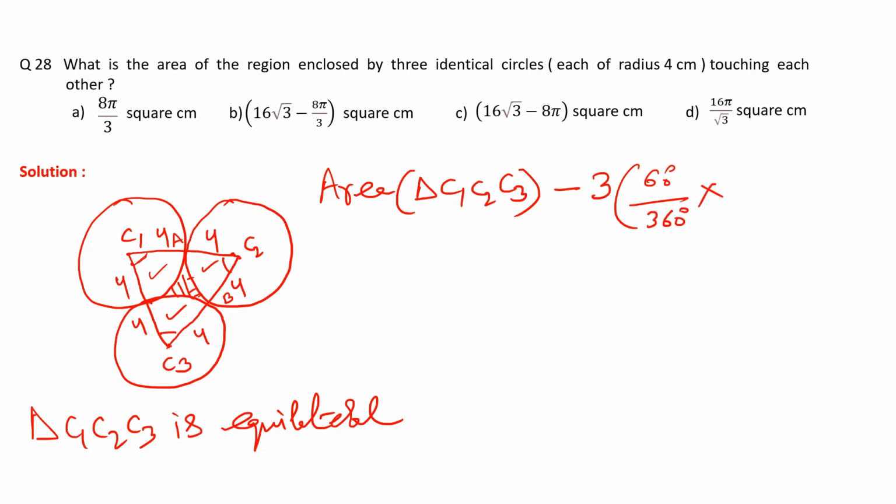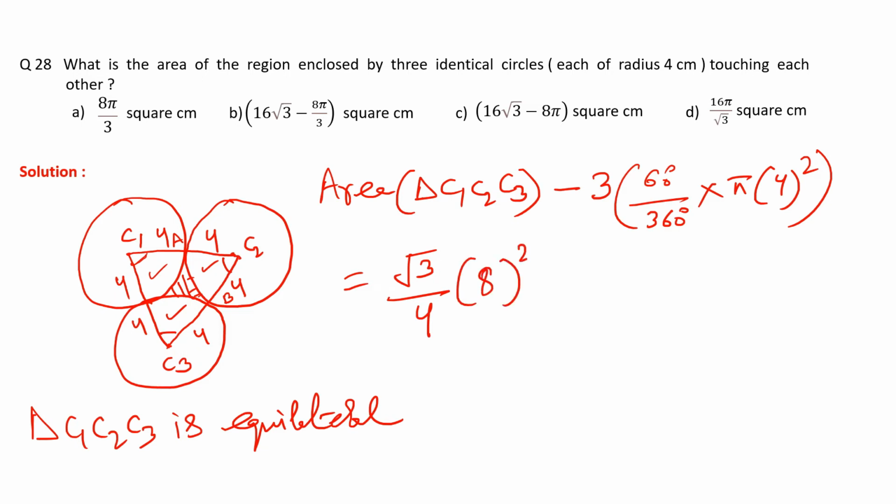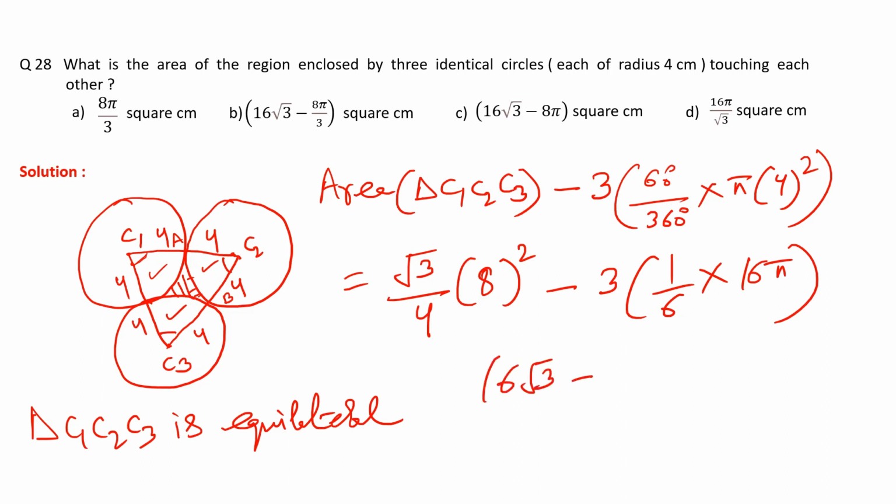square. I'm just using the formula theta upon 360 degree into pi r square. Now radius is 4. And we know that the area of equilateral triangle is nothing but root 3 by 4 a square, where a represents its side. So now students, just do the calculations and you will get the answer. This comes out to be 16 root 3 minus 8 pi square centimeter. So that means C option is the correct one.